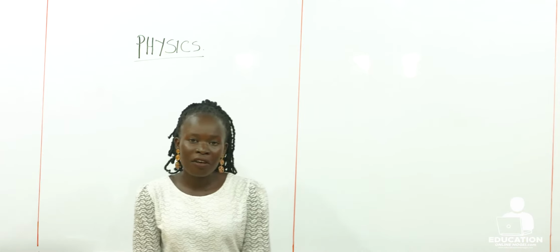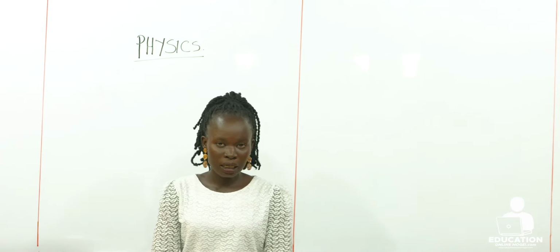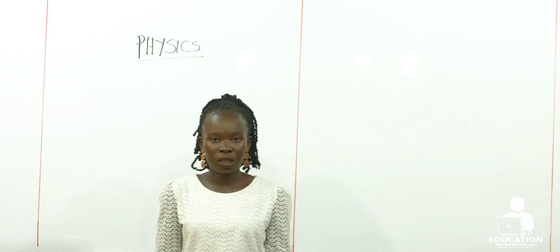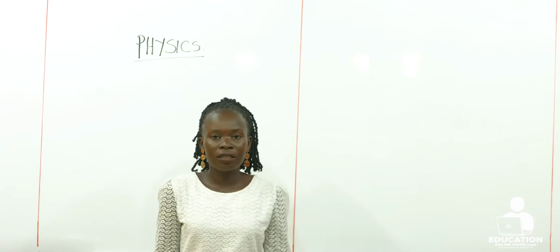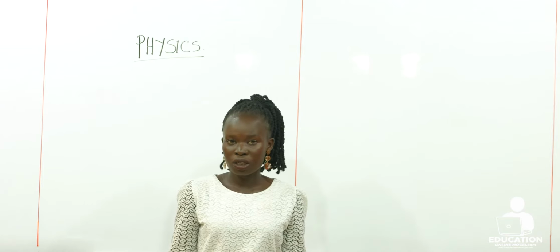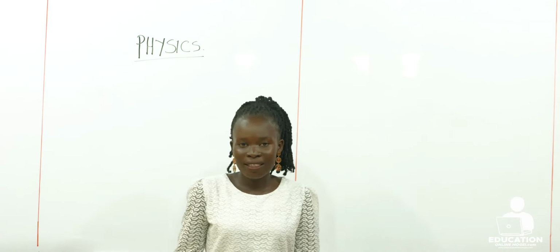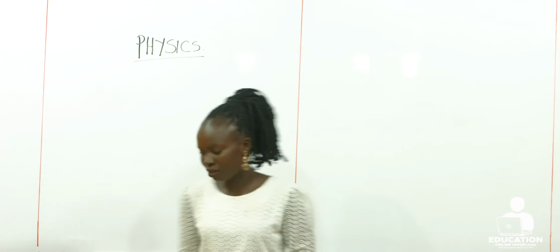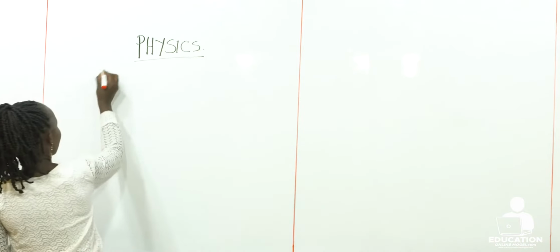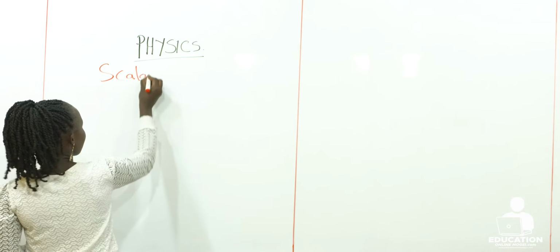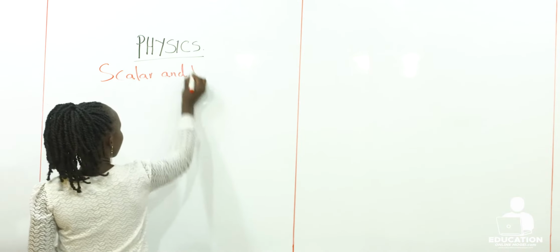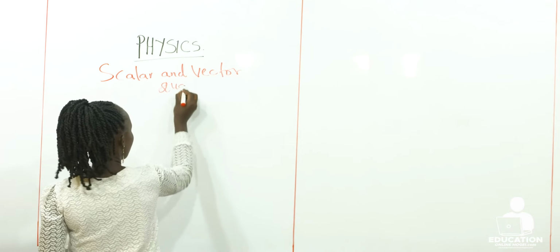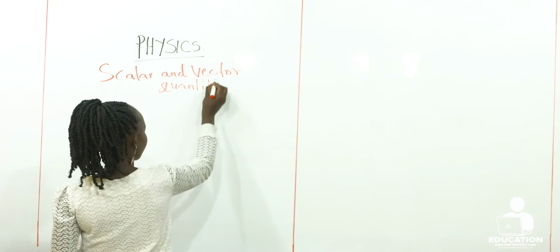In the differences between mass and weight, we got something there: mass is a scalar quantity and weight is a vector quantity. So that takes us to another subtopic for today, which is the scalar and vector quantities.